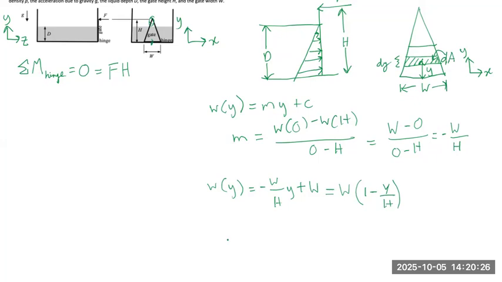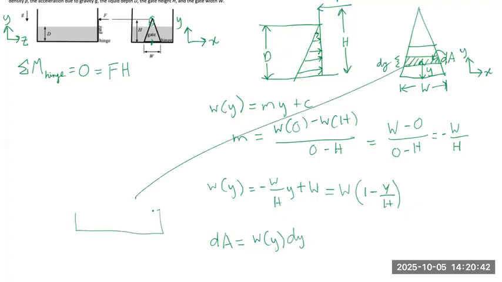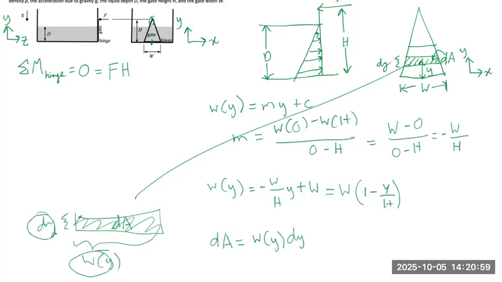And our differential area dA can now be expressed as this width multiplied by dy, because over here, the differential element was actually with a height of dy and a width of wy. That's why we do dA. So dA is equal to wy multiplied by dy.